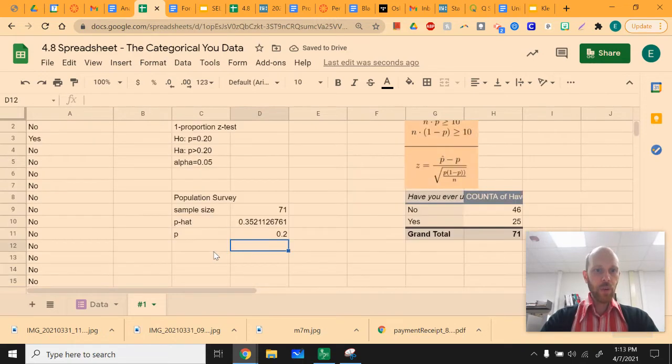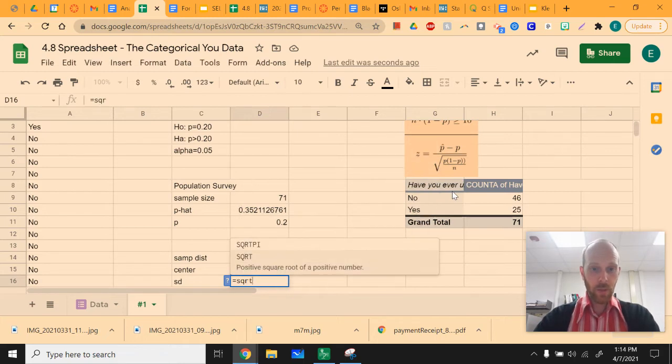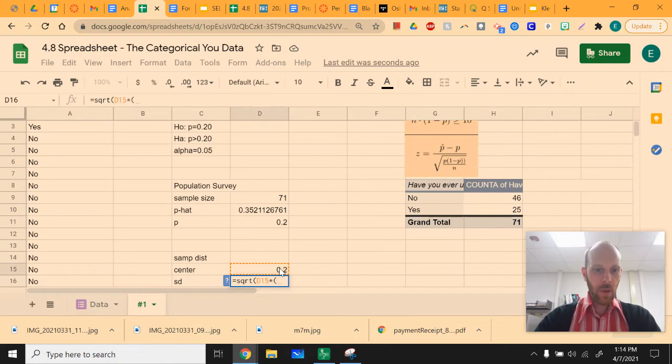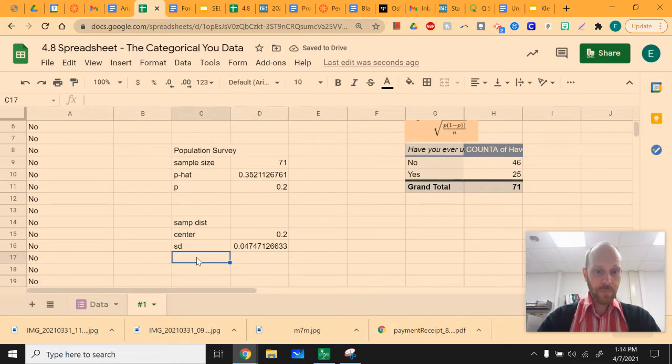That's phase 2. Phase 3, I want you to tell me about the sampling distribution. Okay, so the center is 0.2. I guess that's sort of repetitive that I wrote it here and then I wrote it again. The standard deviation, or the spread, is going to be equal to this formula here. So we're going to go square root of p times 1 minus p, divided by the sample size, in parentheses. So there's your standard deviation.